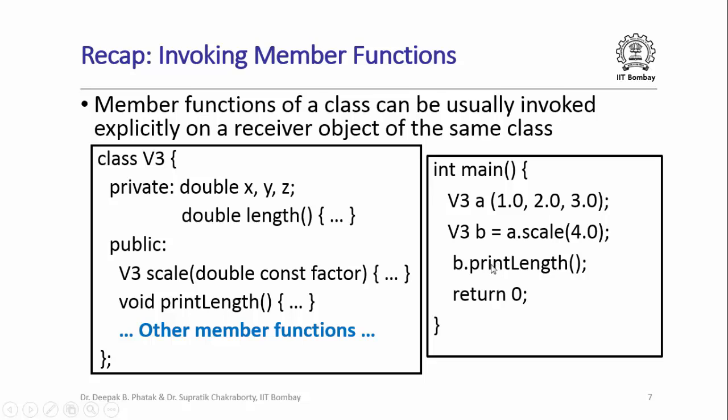And then I'm invoking the member function print length on the receiver object B. Note that both scale and print length are public member functions of the class V3. Therefore, I can freely invoke them in the main program on receiver objects of the appropriate class wherever I want.